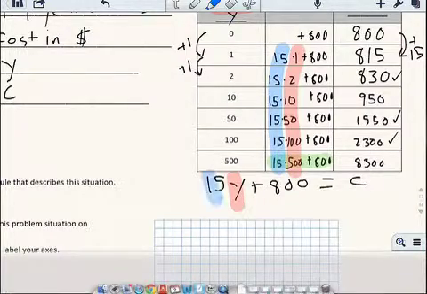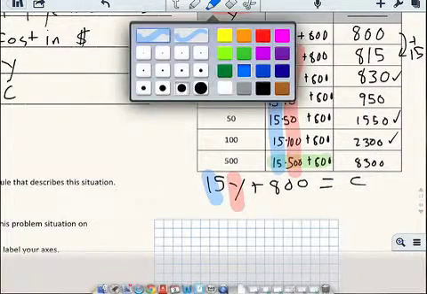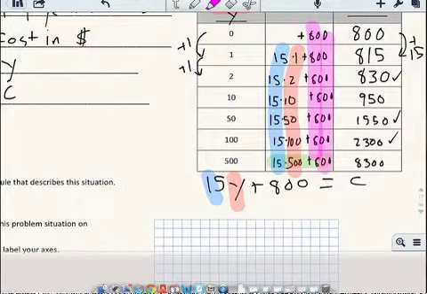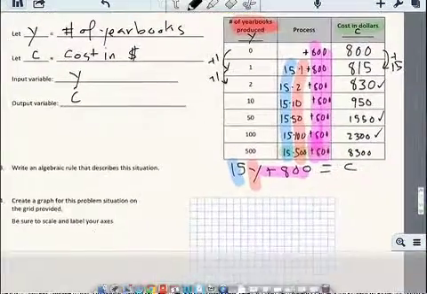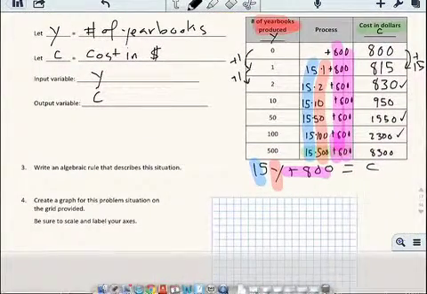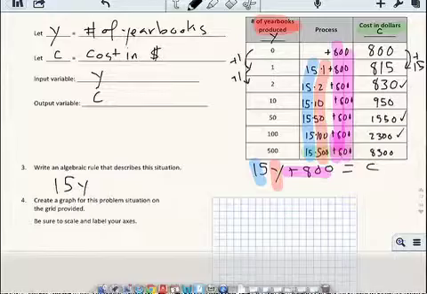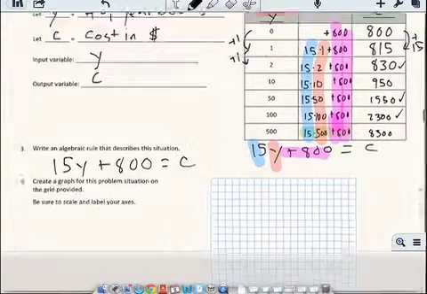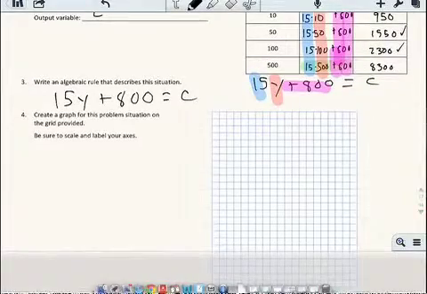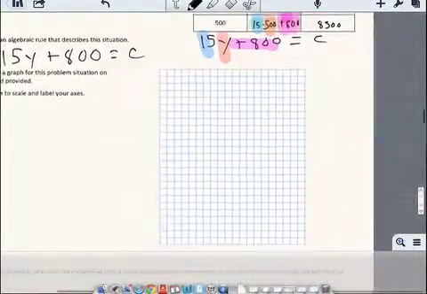15 is in there the entire time, and so it's going to be part of my rule. Plus 800 is in every single row, so that's part of my rule. And so 15y plus 800 equals the cost, C. And so I'll write that as my rule: 15y plus 800 equals C. Create a graph for this situation on the grid provided. Be sure to scale and label your axes.